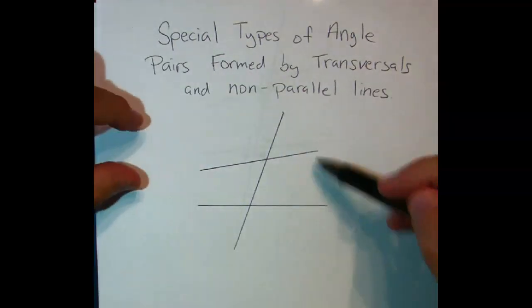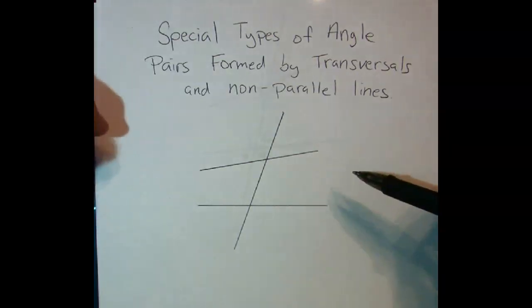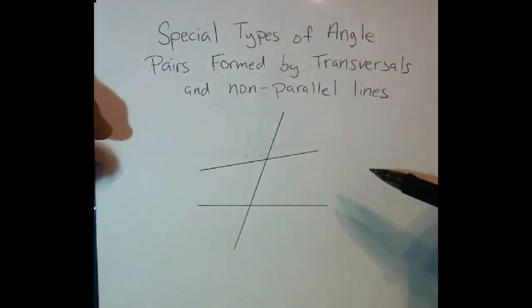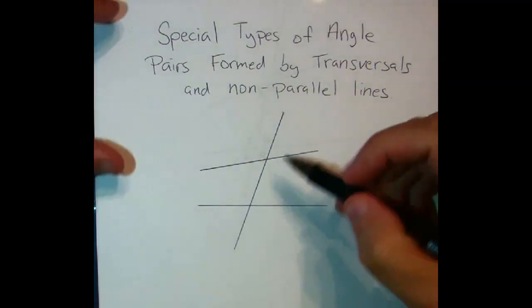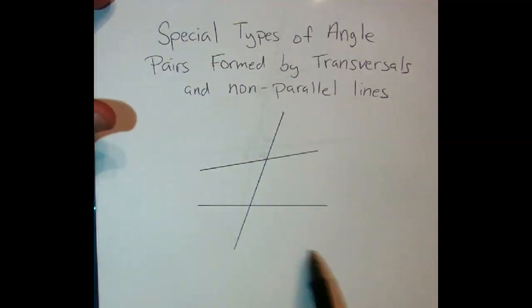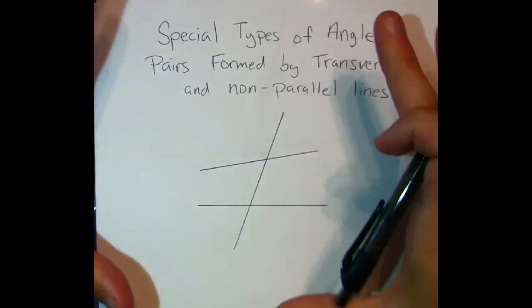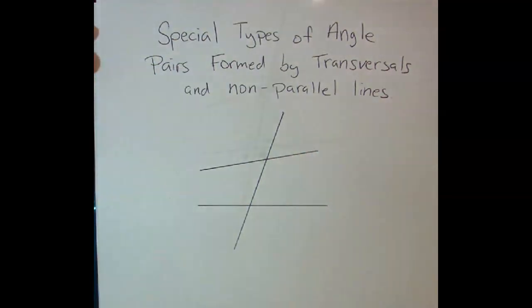Now notice these two lines are non-parallel lines. Well, this actually works with parallel lines too, but that will be our next lesson. But what is happening when you just have two random lines that are cut by another line? And by the way, I can add a third, fourth, fifth line going through this picture, but we're just going to focus on two lines.